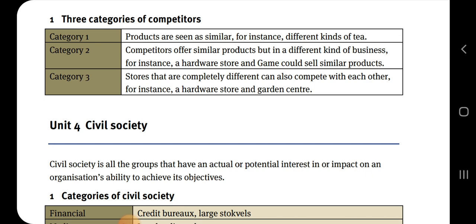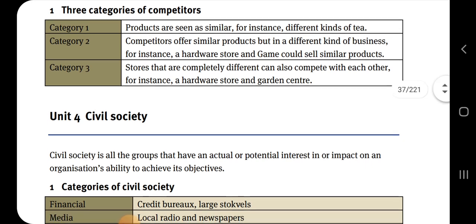So a hardware store is a store that sells hardware, like DIY. Those are hardware stores. Sorry. And Game also has food in store, right? Game has food, has furniture, but they can also sell things that the hardware store DIY also sells. And then category 3, we have stores that are completely different and can also compete with each other. Just like some people would prefer to buy garden stuff rather than hardware stuff. You see, so those people are also competing. It's another category of competitors.